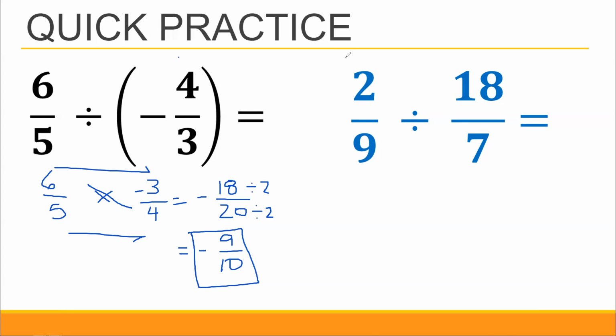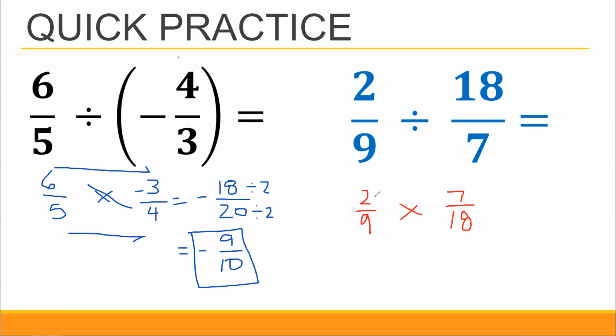We're going to be doing the same exact thing that we did on the first problem for the second problem. The saying is flip the right guy and multiply. So we're looking at this first fraction, and we keep it the same. This is the guy on the right over here, 18 over 7. We're going to flip the right guy. That means 7 goes on top and 18 goes on bottom, and multiply.